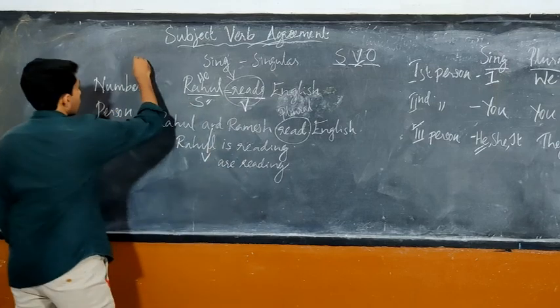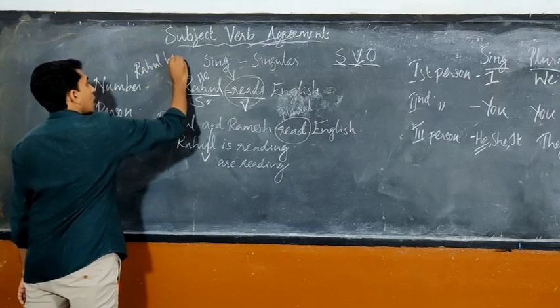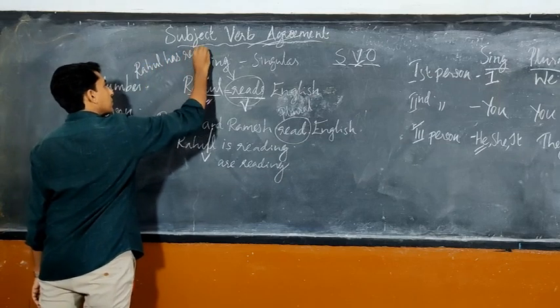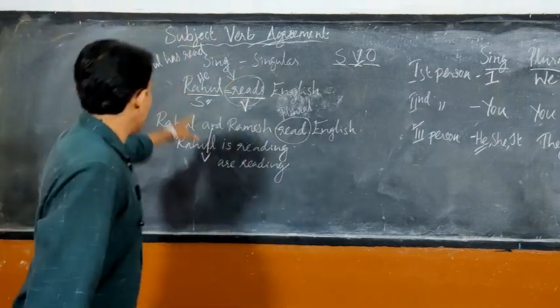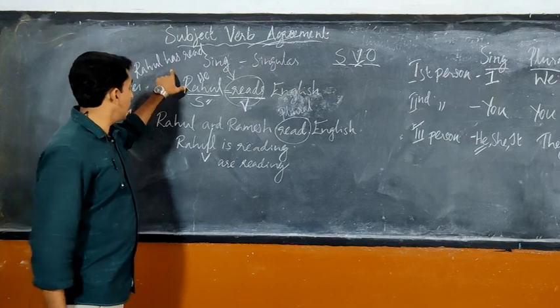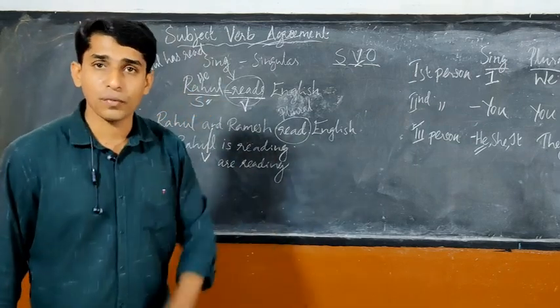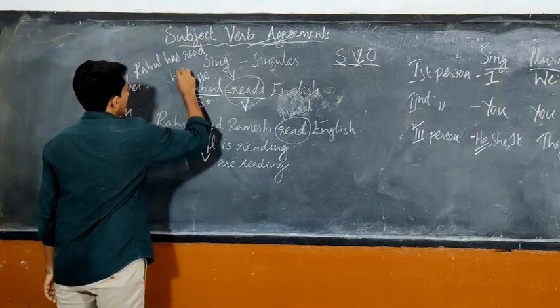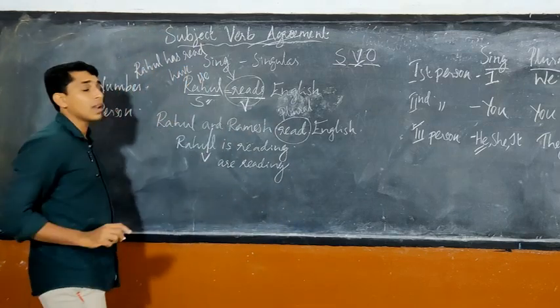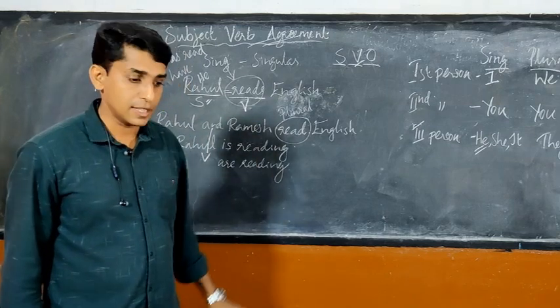Another one is with perfect tense. Rahul has read. You just see, Rahul has read. Has is singular here. And if it is Rahul and Ramesh, then we have to use the plural form. What is the plural form? It is have. Rahul and Ramesh have read. This is about present tense.